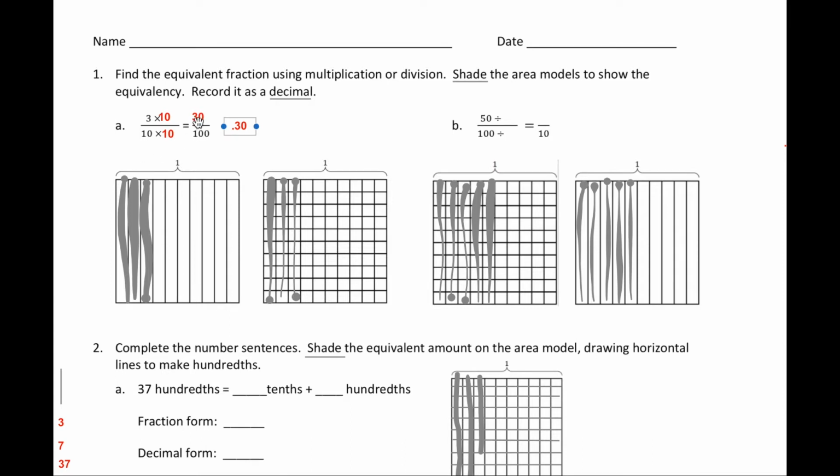And shaded in, I shade in how many? 3. Okay, I have 3 tens, so I have 1, 2, 3 tens. And then I have 30. I have 10, 20, 30.